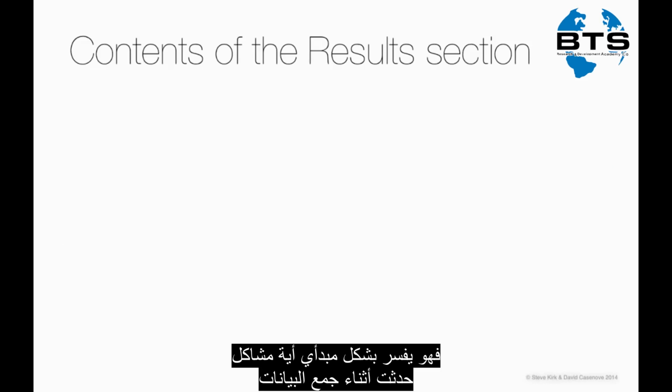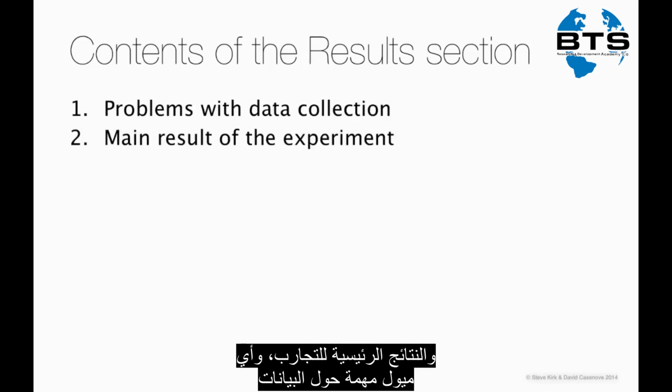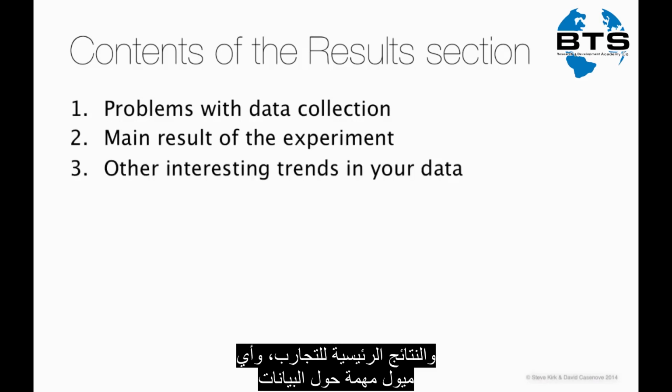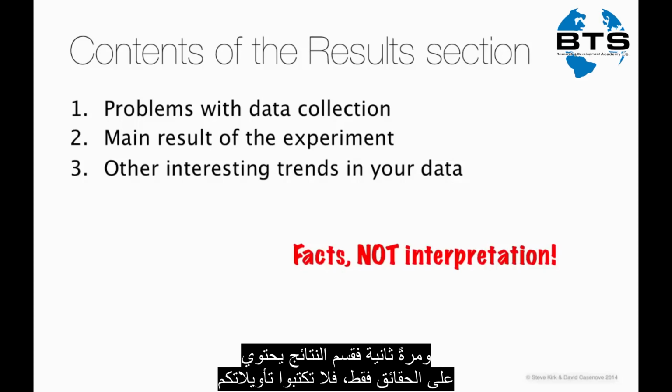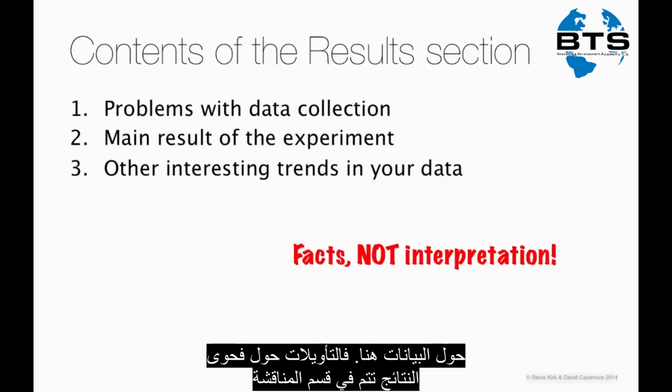Basically, the results section explains any problems you have with your data collection, the main result of the experiment, and any other interesting trends in the data. And again, the results section should only contain the facts of your experiment. Don't write your interpretation of the data here. Interpretation of the meaning of the results is done in the discussion section.